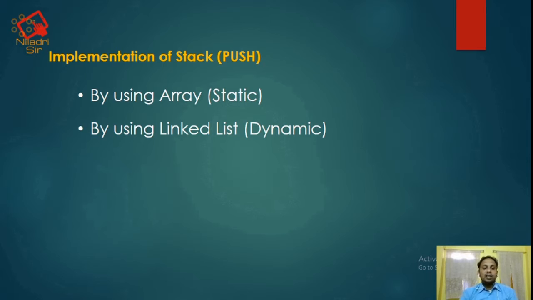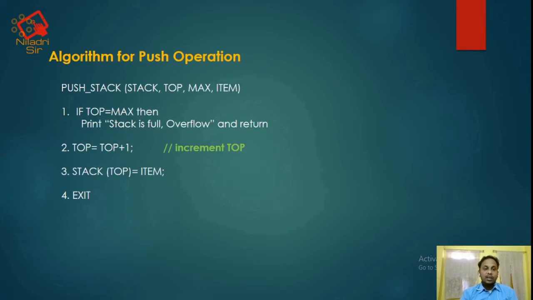In this tutorial we will implement the push operation using an array. An array is a collection of similar type of elements, so all the elements in the stack will be of the same type. Now this is the algorithm for the push operation. This is the function. The name of the function is push underscore stack.